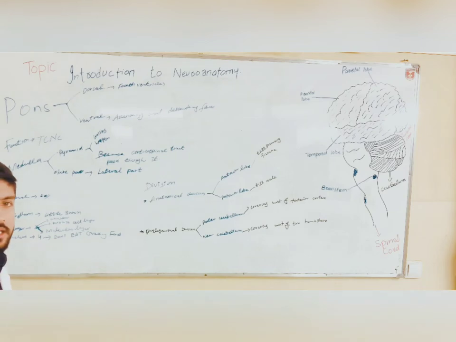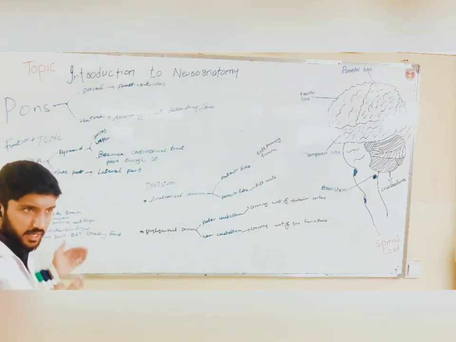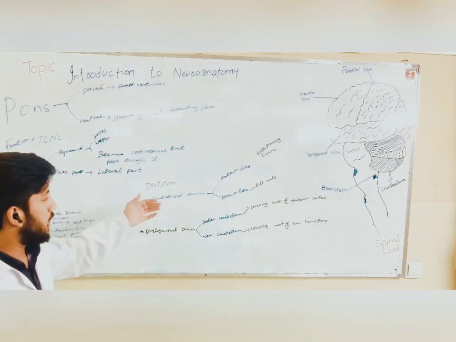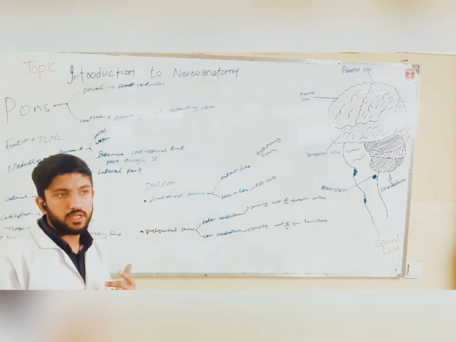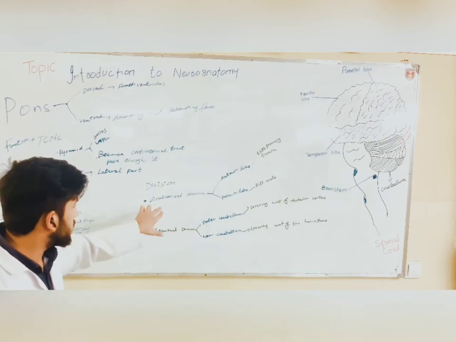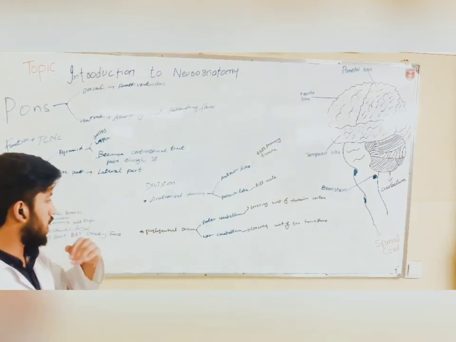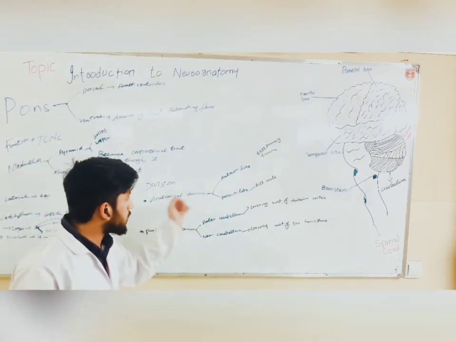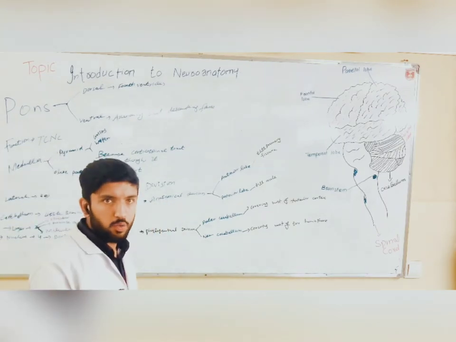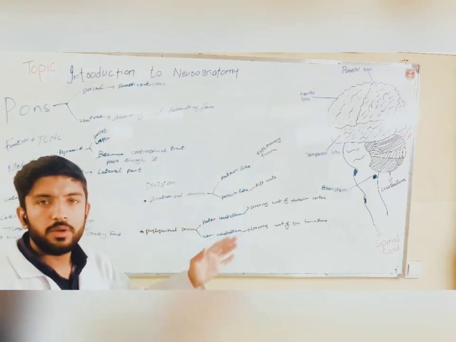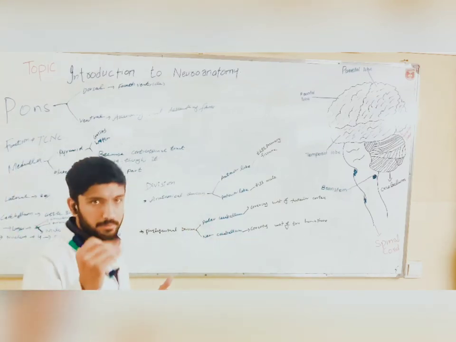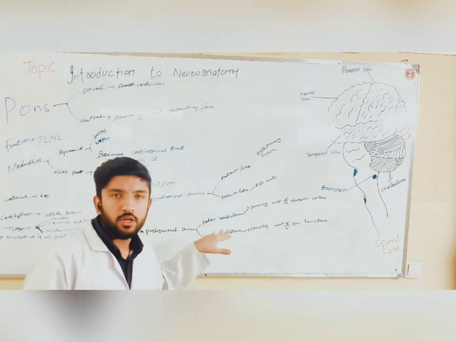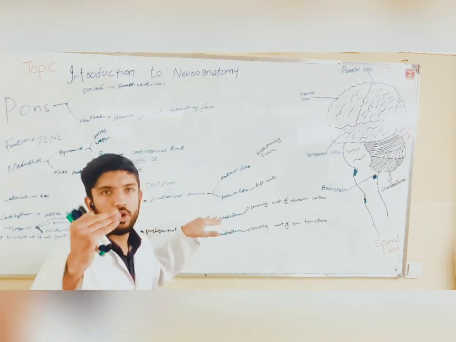It has three layers: granular layer, Purkinje layer, and the third one is the molecular layer. Then we have two types of divisions in cerebellum: anatomical division and phylogenetic division. In anatomical division, we have anterior lobe, which goes till the primary fissure, and we have posterior lobe, which goes till the uvula.